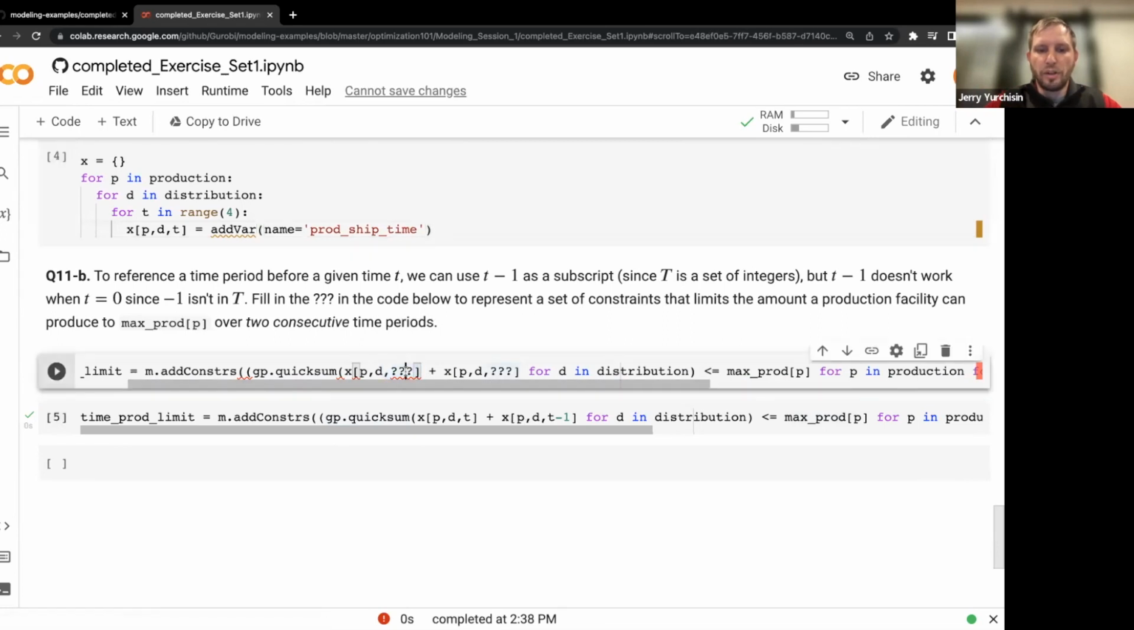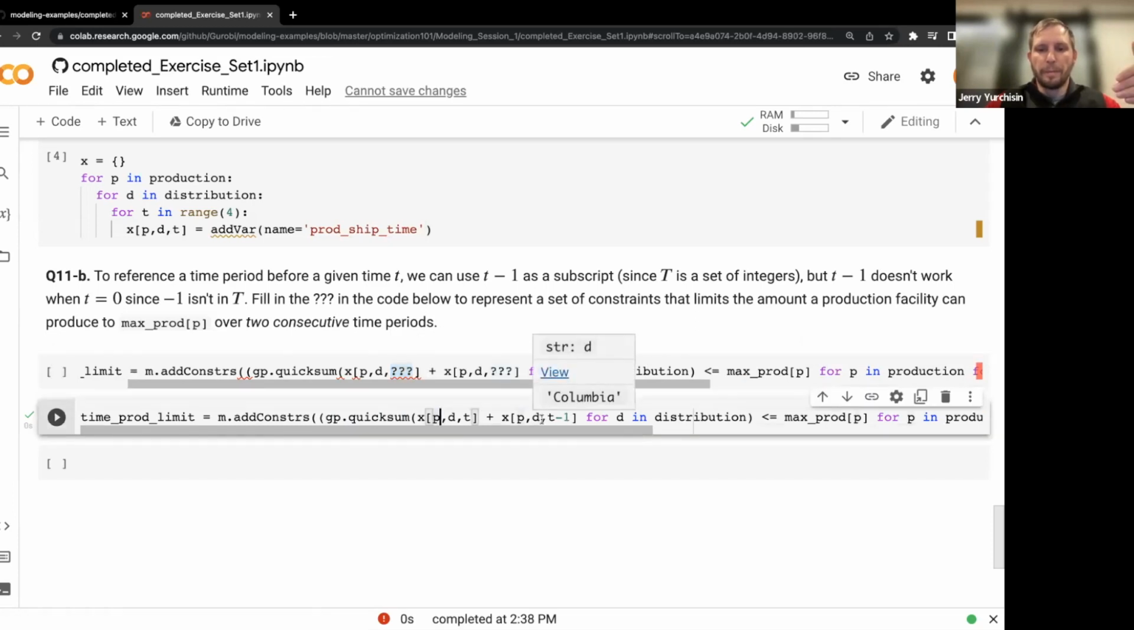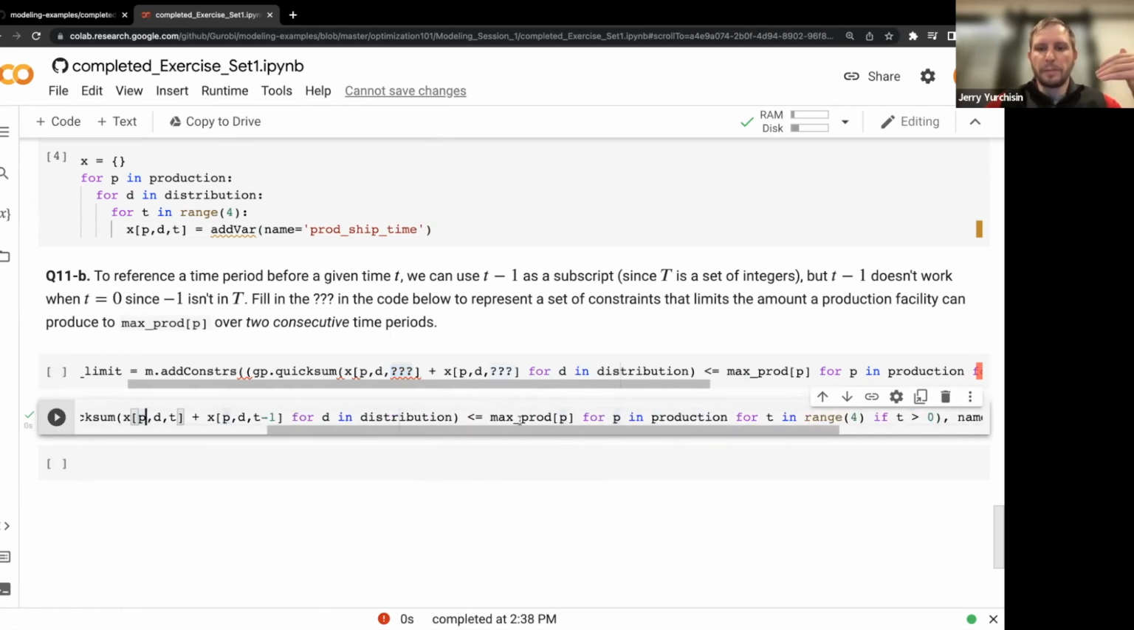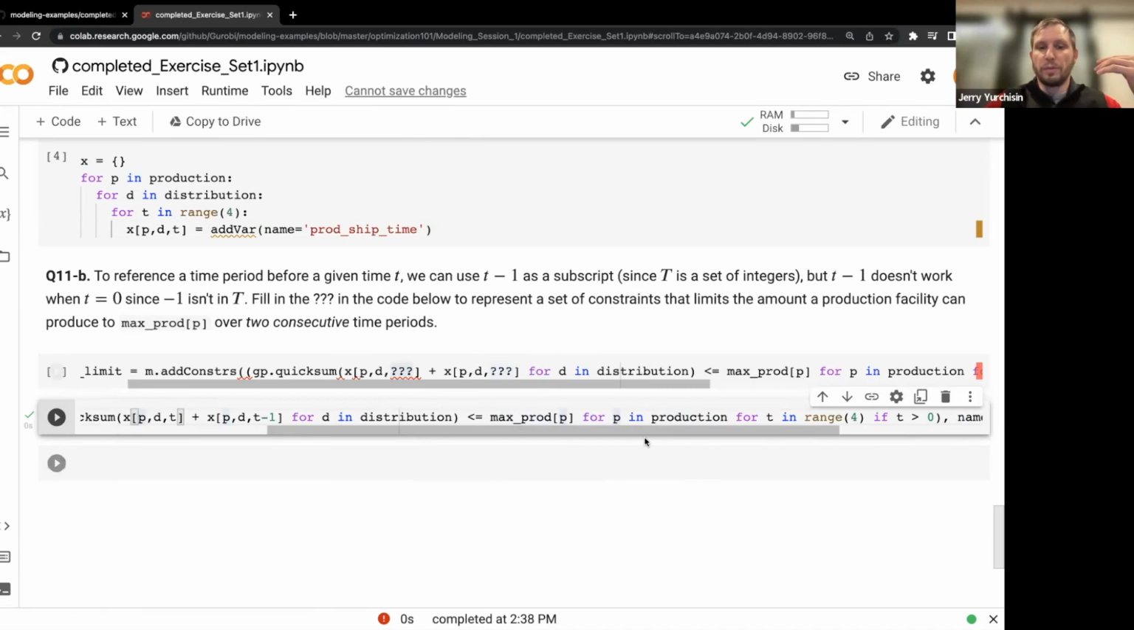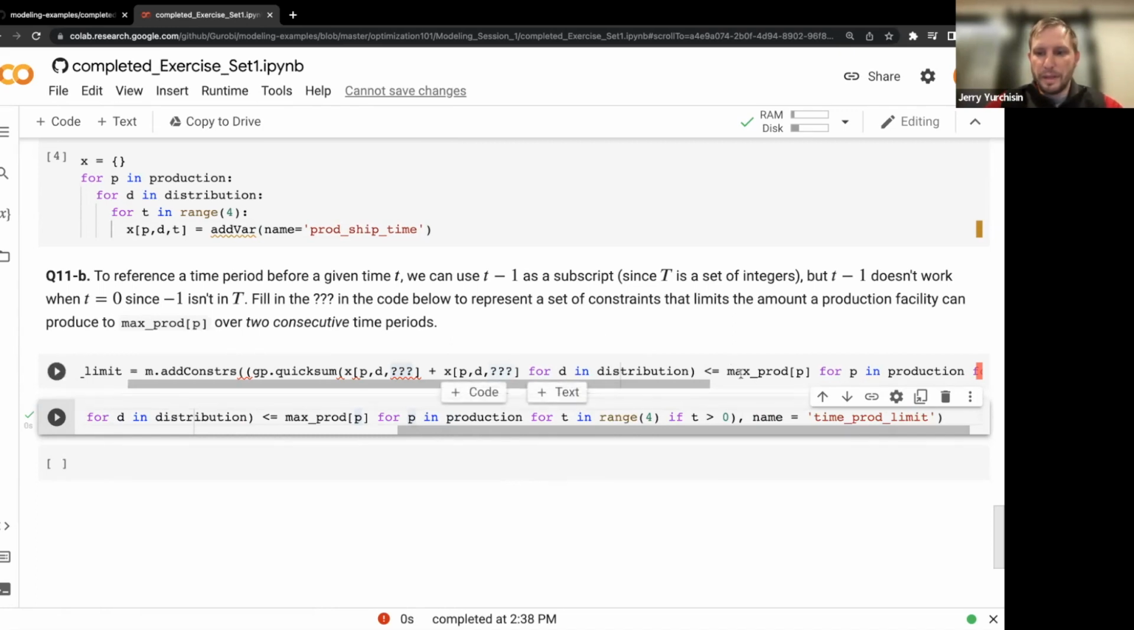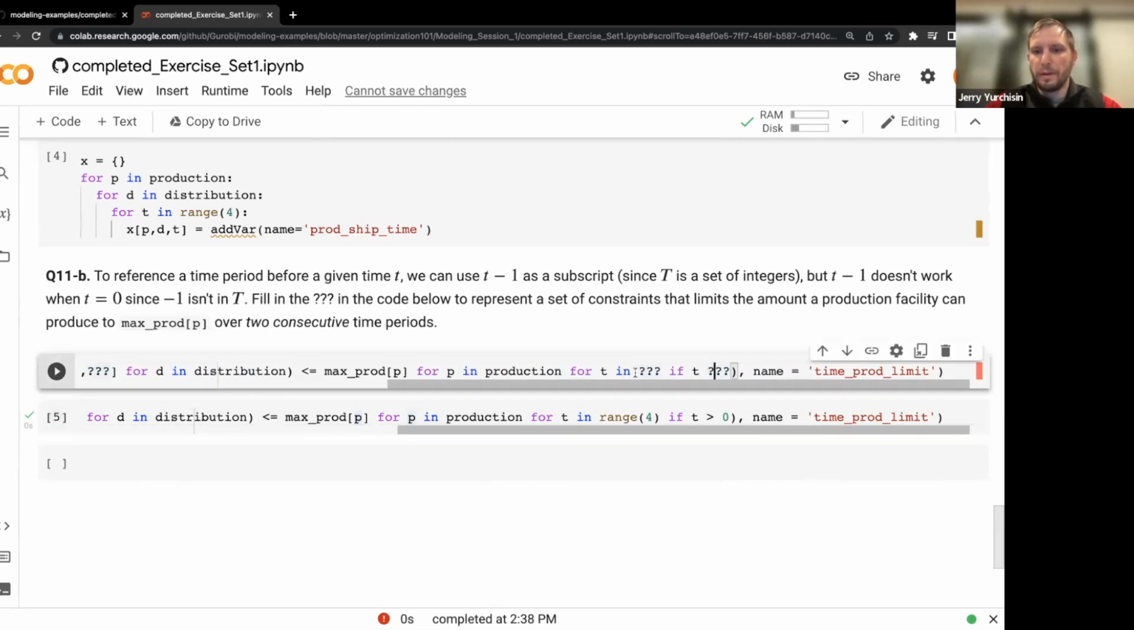So this set of question marks here could be your current time period T, and then you set this to T minus 1. So this is your current period, previous period, and then you're summing that up. That must be less than your production P for all your production sites. But now we also have to say a little bit more about the time, because we don't have a previous period for time 0. So we need to add in this extra if statement of if T is positive. So T being 1, 2, or 3, because we don't have a time period before that. So that's this little question mark here. So for T in range 4, if T is positive. So I think that puts us right at our time period.